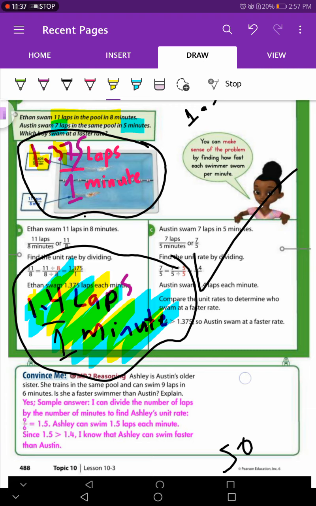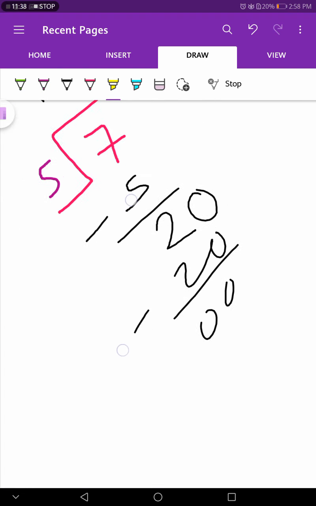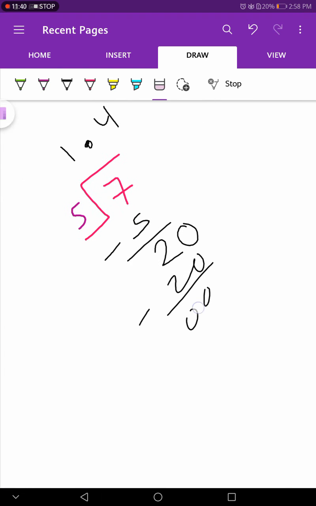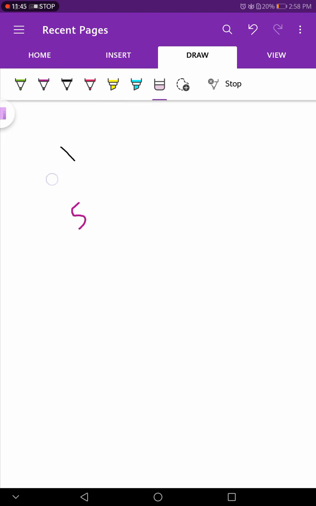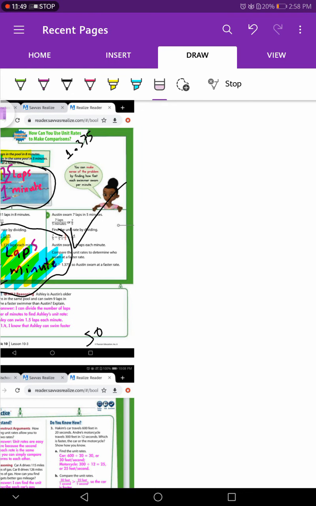Okay, my dear students, so what we learned in this lesson: to compare between two rates, we have to write them in unit rate. This is first of all. Secondly, how can I find the unit rate of them? Just divide the number that represents the time by itself to make it 1. Okay, then you can compare easily.